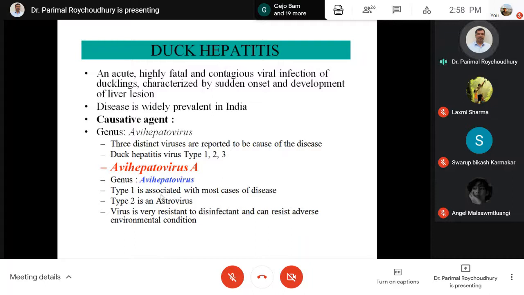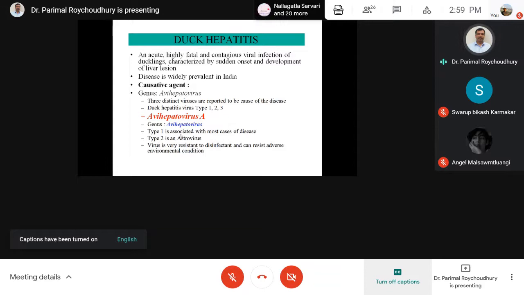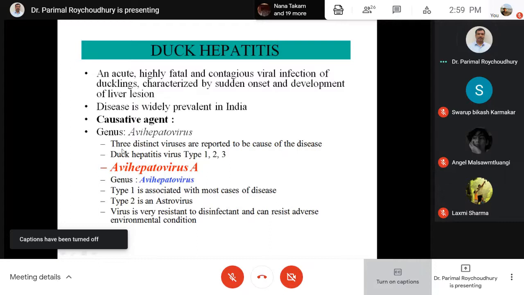So this is an acute, highly fatal, highly contagious viral disease of duck, which immediately transmits in the population. Similarly, in the herpes virus, we are going to discuss duck plague, but this is different from duck plague. Duck plague is duck virus enteritis, and this is duck virus hepatitis. The causative organism is avian hepatovirus.